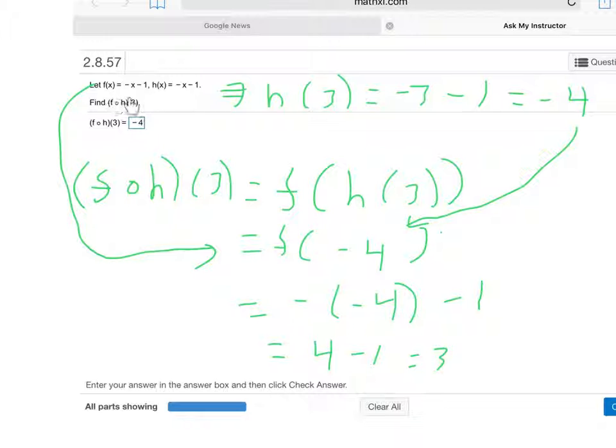And so we got to go to the other equation and replace x with negative 4. Well, we got a minus x, so we put in negative 4. That's going to come out to a positive 4. So we put in a minus 4. Minus a minus becomes a positive 4 minus 1. So I get an answer of 3.